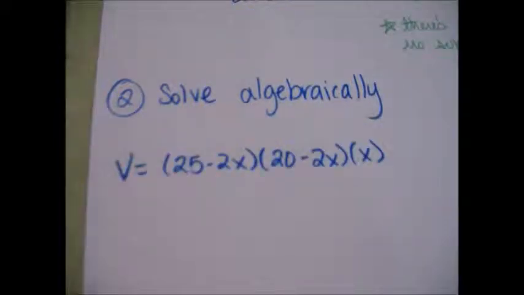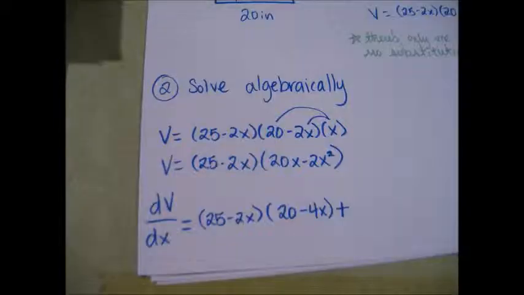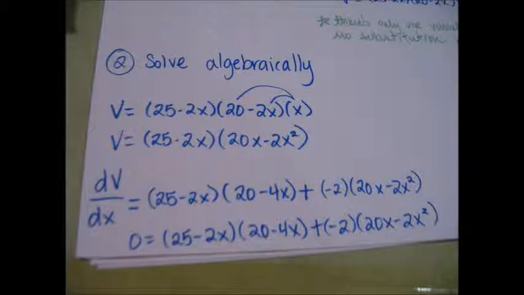So I take my volume formula, and I'm going to distribute the x so that I have two products, so I can use the product rule. Otherwise, I don't really have a rule for three products, and distributing the x is the easier thing to do rather than to FOIL. So using the product rule, the first times the derivative of the second plus the derivative of the first times the second. Then in order to maximize the volume, I've got to find the location of the maximum, the x value that will give me the maximum. So I'm going to set the derivative equal to 0.